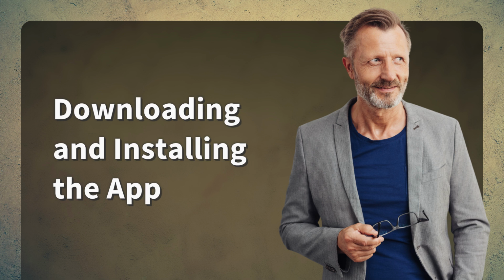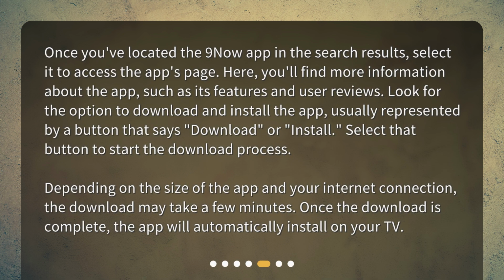Downloading and installing the app. Once you've located the 9Now app in the search results, select it to access the app's page. Here, you'll find more information about the app, such as its features and user reviews. Look for the option to download and install the app, usually represented by a button that says Download or Install. Select that button to start the download process. Depending on the size of the app and your internet connection, the download may take a few minutes. Once the download is complete, the app will automatically install on your TV.